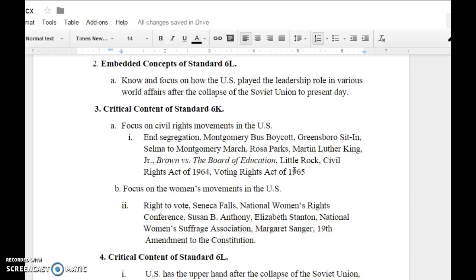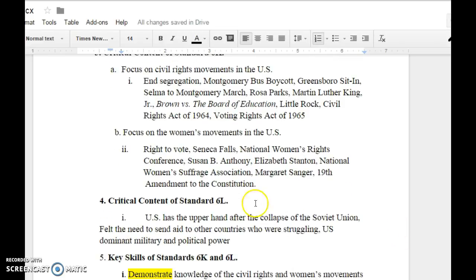And you've got the changing of the acts. You have the Civil Rights Act of 1964 and the Voting Rights Act of 1965, so that anyone who is a U.S. citizen could vote, and it doesn't depend on their race.